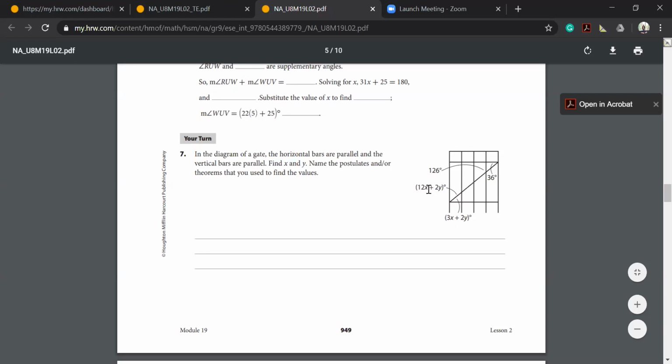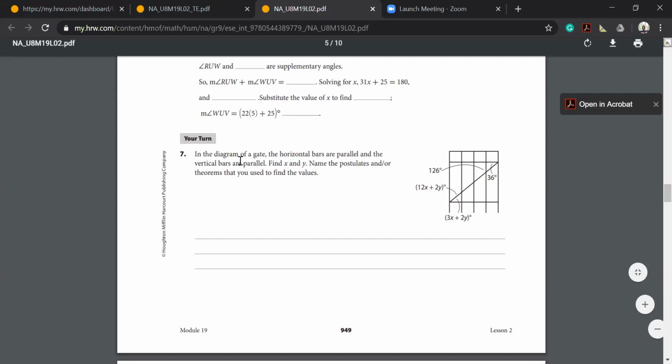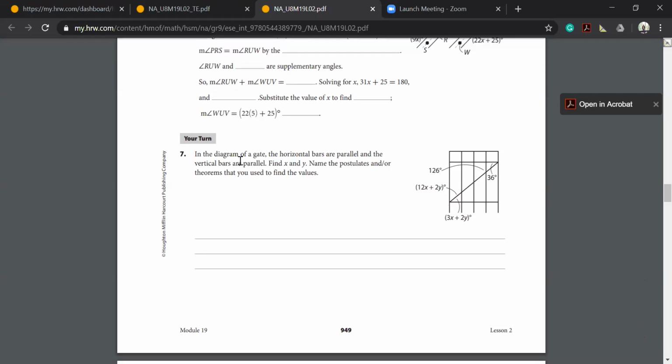Okay, in this question, he is telling you that if these lines were parallel, find x and y and name the postulates and/or theorems that are used to find the values. Girls, by naming the postulates, he means that you tell him what kind of angle it is. Is it corresponding? Is it alternate interior? Is it alternate exterior? Whatever.